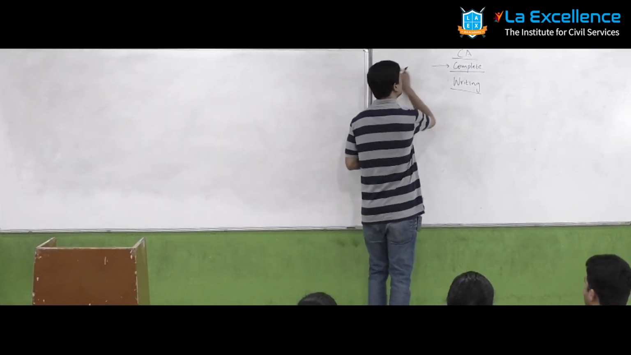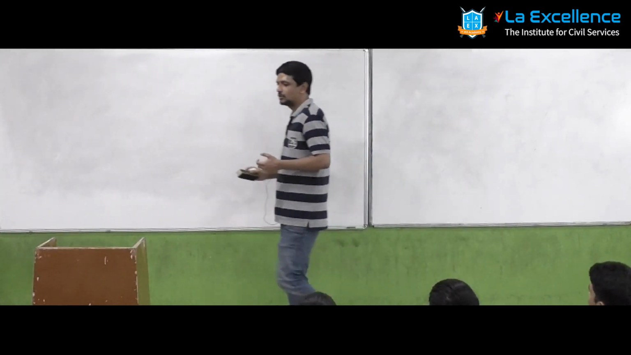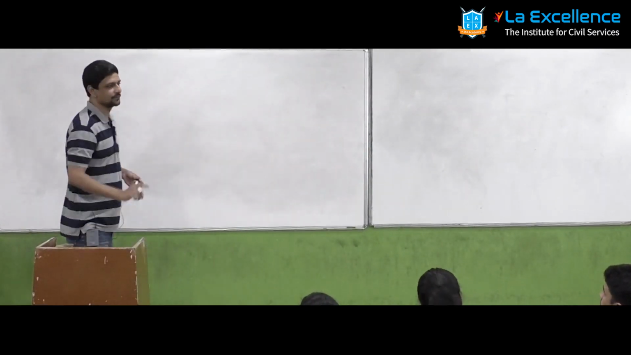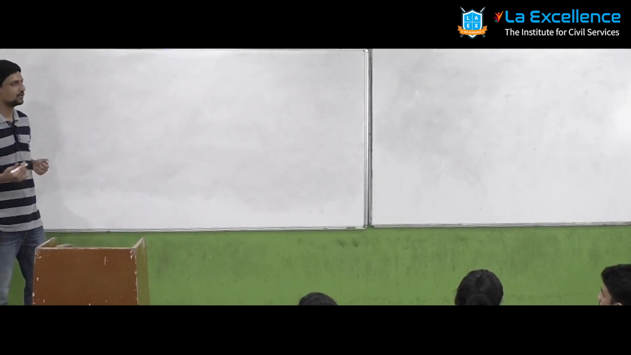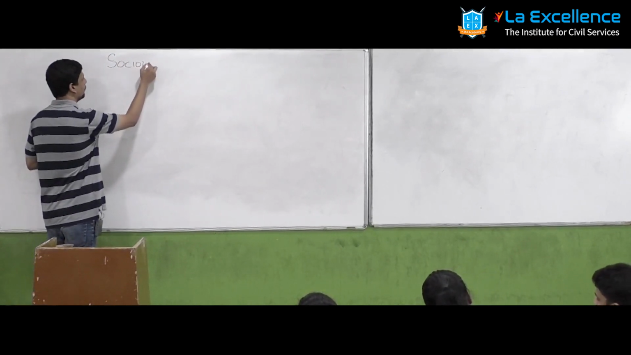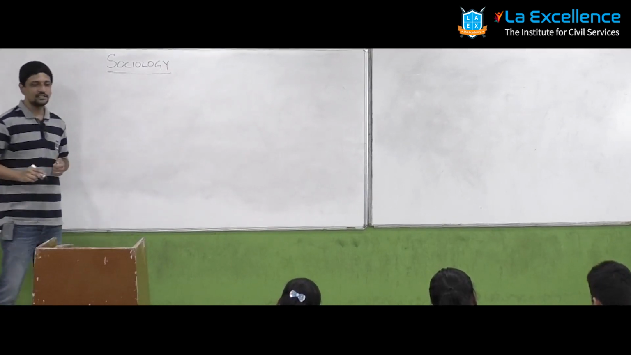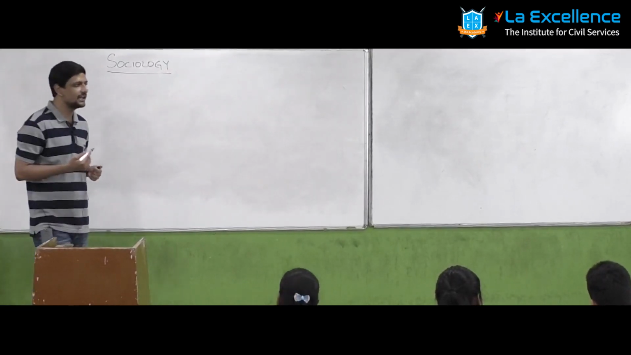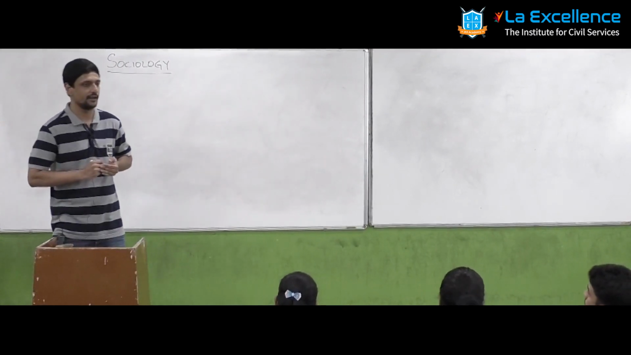First of all, the first thing that we must do in this class is to understand what is sociology, right? What is sociology? Okay, this is the agenda of the first class. What is sociology? What is its subject matter? And what is its unique subject matter? And what is the nature of this discipline called sociology? This is what we have to understand, right?